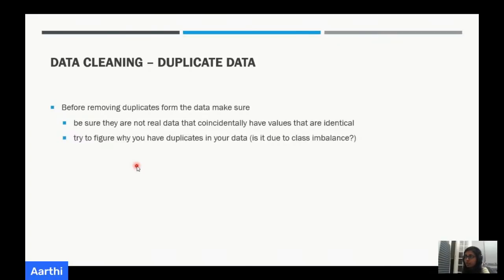And then try to figure out why you have duplicates in your data. Is it due to class imbalance, whether there was some upsampling or synthetic sampling that was done before? This we will cover later, what class imbalance means and what it means to do undersampling or oversampling.